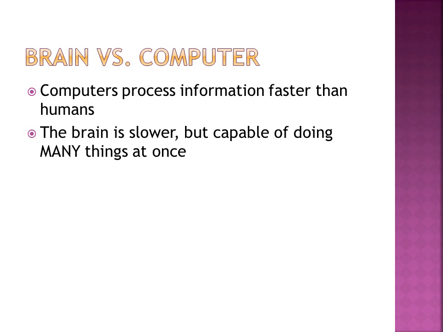Okay, so the brain versus the computer, the analogy that they use. Computers process information faster than humans do. The human brain is slower but capable of doing many more things at once. So we're able to do parallel processing. We've talked about that before. When you're using a computer system, you might only be able to save one document at a time, but our brain is saving a lot of things and actively doing a lot of things at once.